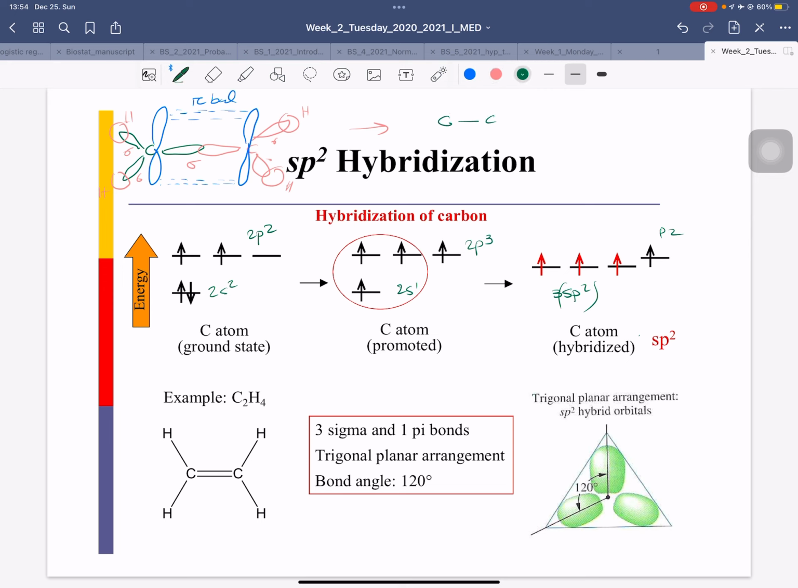If we draw the molecular shape, we can say green is carbon, and these are hydrogen, hydrogen, hydrogen, hydrogen, and the blue one is the pi bond. This is the pi bond, and the rest are sigma. And the angle is 120, and the shape is trigonal planar.